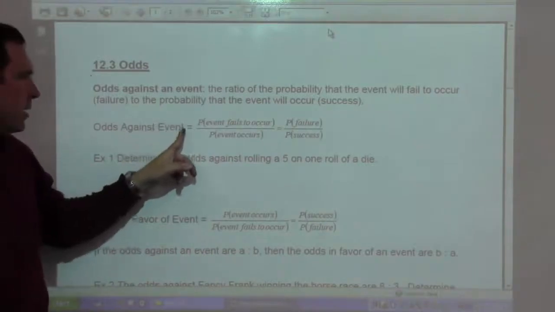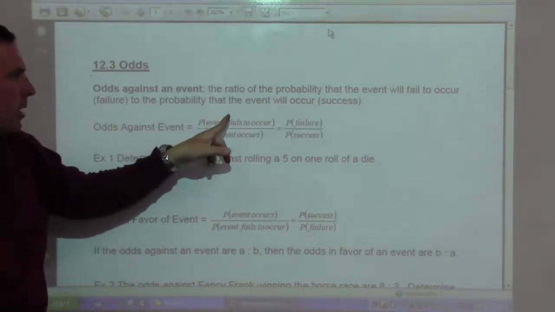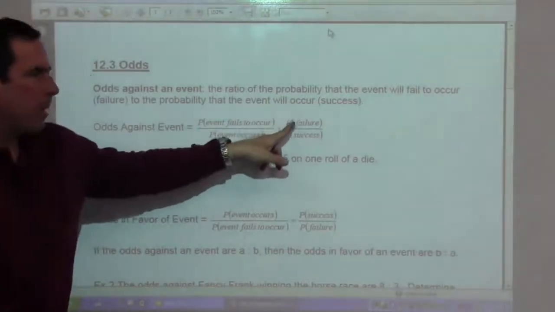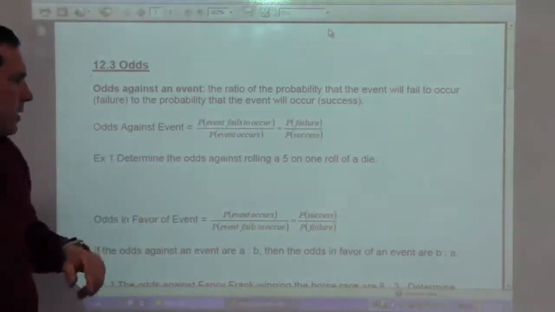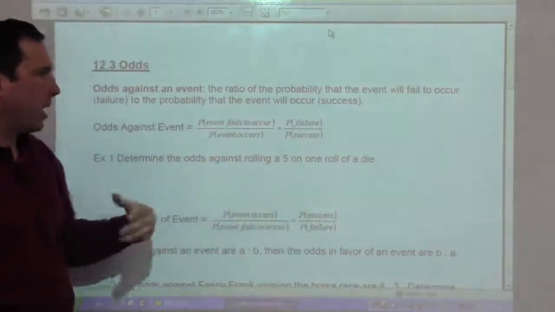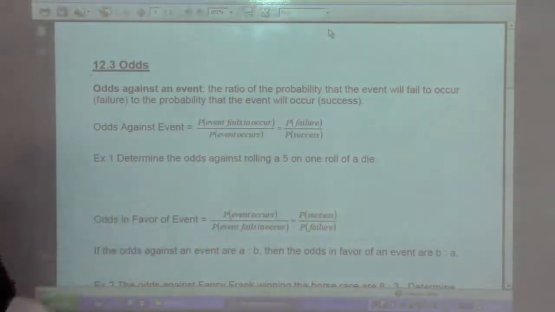So odds against an event would be the probability the event fails to occur over the probability the event does occur. That's probability of failure over probability of success. You could also look at it as how many ways can it not happen compared to how many ways can it happen.